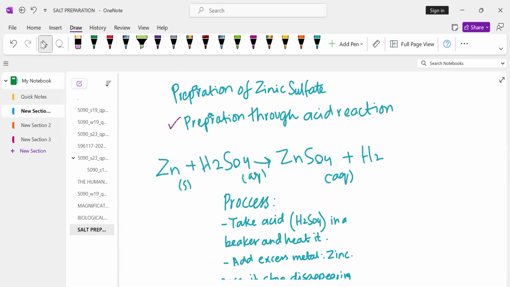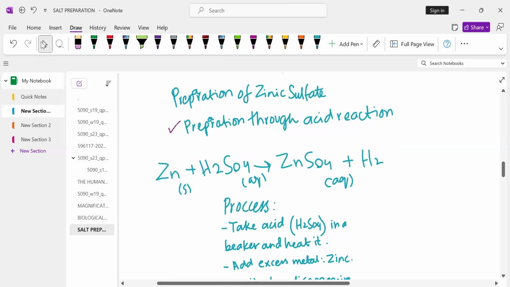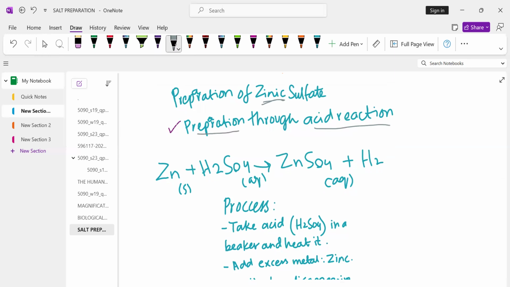Preparation of zinc sulfate. So now let's look at the cation of this compound, which is zinc. Zinc does not belong to group 1, neither is it an ammonium salt. So zinc is a metal, but it doesn't belong to group 1. So we will use the method of preparation through acid reaction. You can choose any one of the acid reactions. I have chosen metal plus acid. Metal is zinc plus acid, which is sulfuric acid, gives salt, which is zinc sulfate, and hydrogen gas.